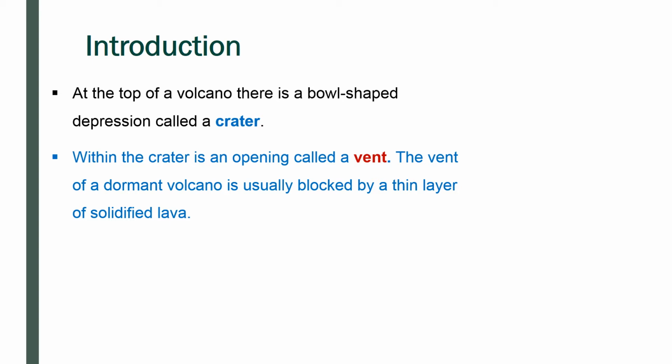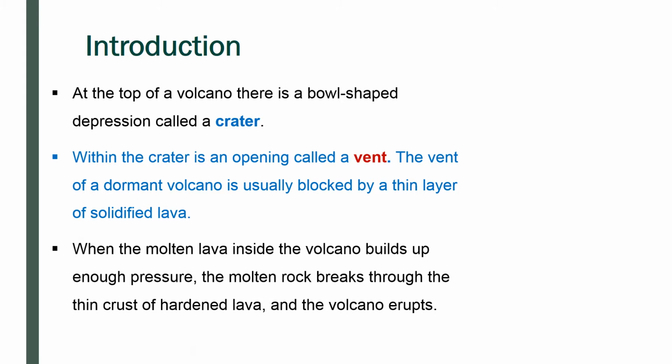We know that the vent is closed or blocked by a thin layer of solidified lava until the next eruption, of course. When the molten lava inside the volcano builds up and there is enough pressure to push it up, the molten rock breaks through this solidified area, and the volcano erupts again and becomes an active volcano.